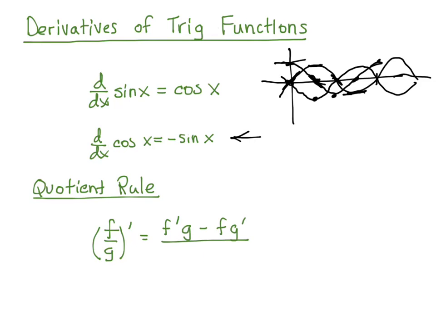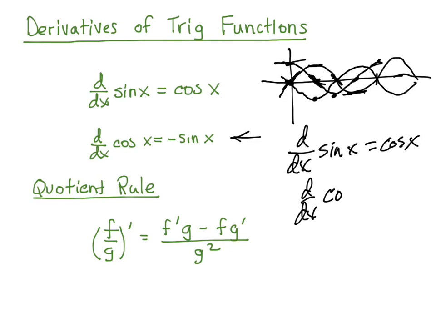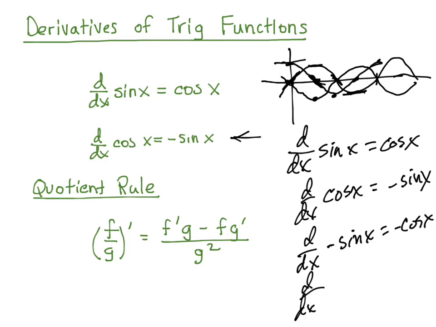Okay, so for all the rest of the functions, what we're going to do is make use of the quotient rule. But before we get to that, let me make a comment about taking the derivative of sine. The derivative of sine is the cosine. The derivative then of the cosine is going to be negative sine. The derivative of the negative sine is negative cosine, and the derivative of negative cosine of x equals sine.